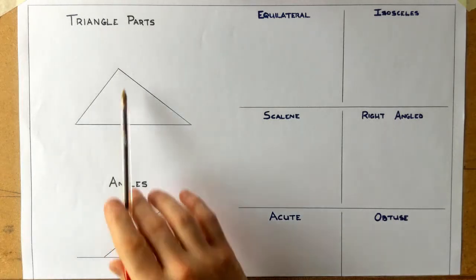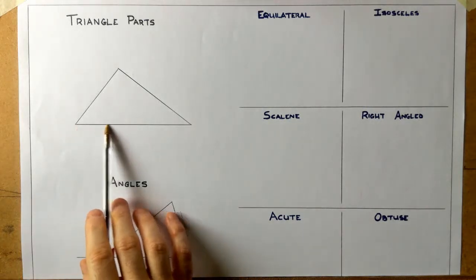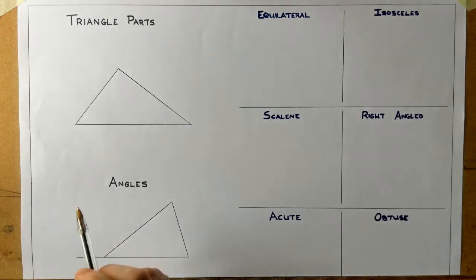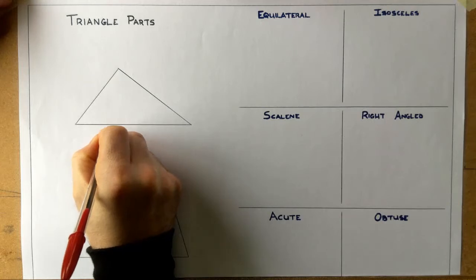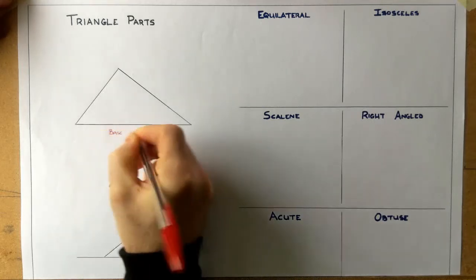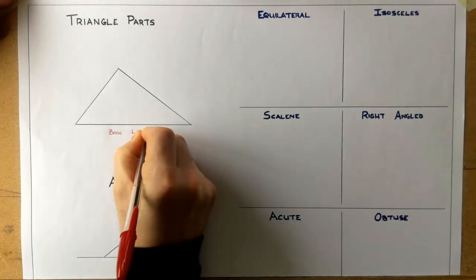So we see here in front of us, I have just drawn a basic triangle, and we're going to learn about some of the parts of that triangle. Starting off with this line here at the bottom, that is always called the base line. So I'm going to write that in there. That is the base, B-A-S-E, line, and that is up to there.